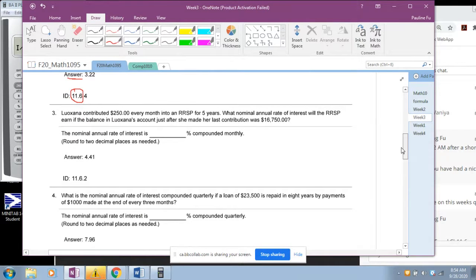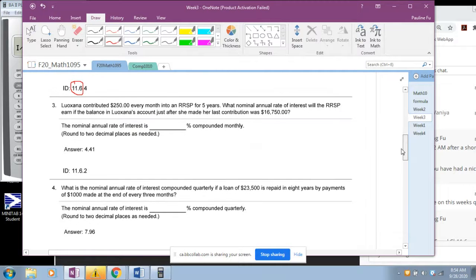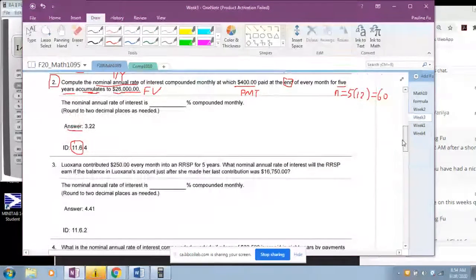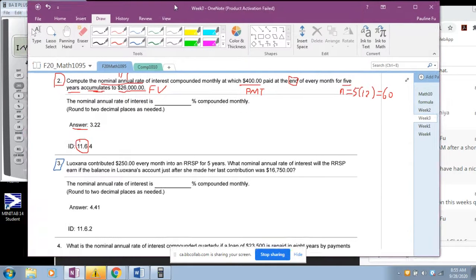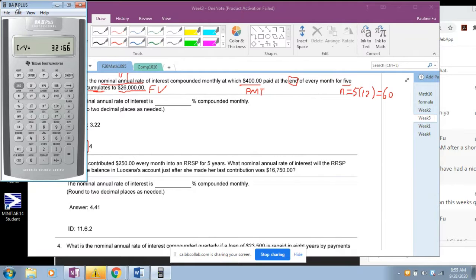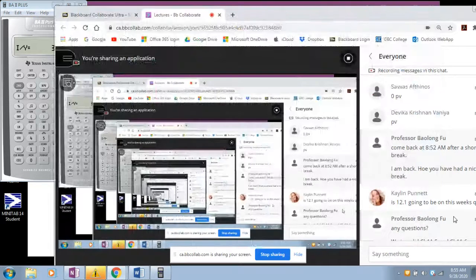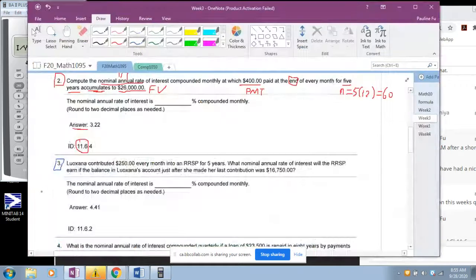Question 3. Let's do question 3 now. I need your help. You tell me what we are going to do with this question 3. We're brainstorming. You tell me what I do. Anyone, you can raise your voice or you can type in your message. What do I do with this question?